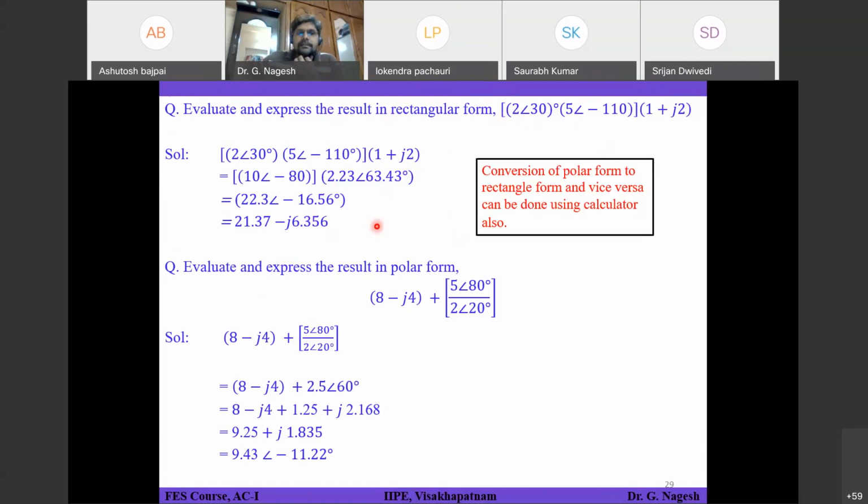If you are doing multiplication, it is better to have the complex number in polar format, that is r at an angle of theta. If you are doing addition, it is better to have it in rectangular format, which is a plus jb format.